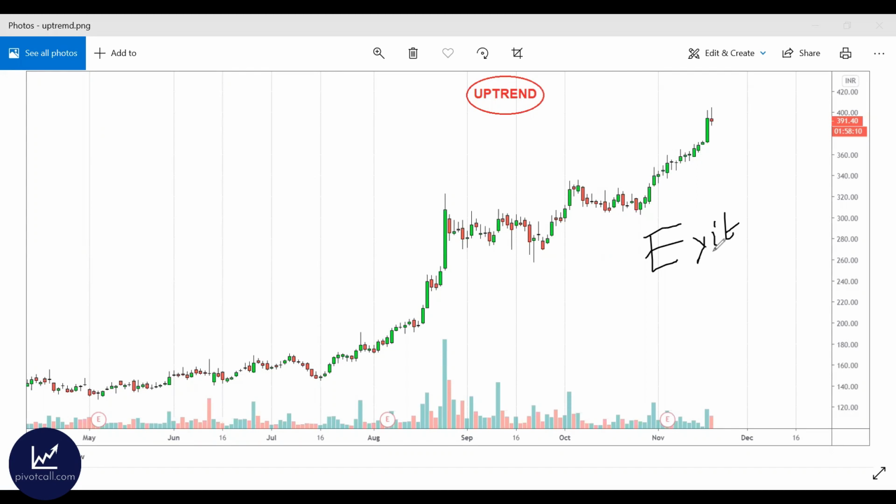So this is the fourth thing. Before even punching the order, you should know where is your exit, where is your stop loss. Fourth one, you should know where you will exit if that trade doesn't work. If that trade fails, where you are going to exit.